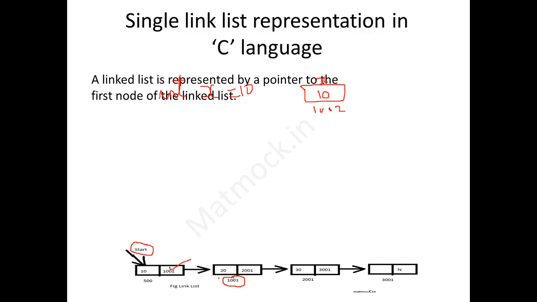Likewise, each and every node has two parts. One is the data part and another one is a pointer, which will give you the address of the next node. Then the last node, here it should be 40, will be storing N. N stands for null, capital N-U-L-L. Null indicates this is the last node and there is no other node in the list.